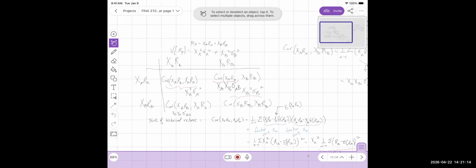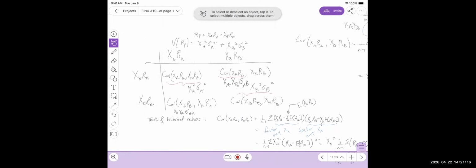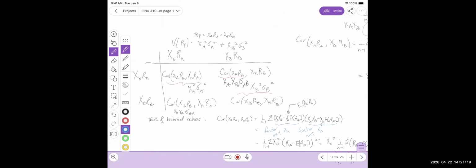So they're the same thing. That's why we have two. So these are the same, and that makes two of them. And that's where the last term comes from. Sorry, I didn't see that. That's XA, XB, sigma AB. So that's where the last term comes from.